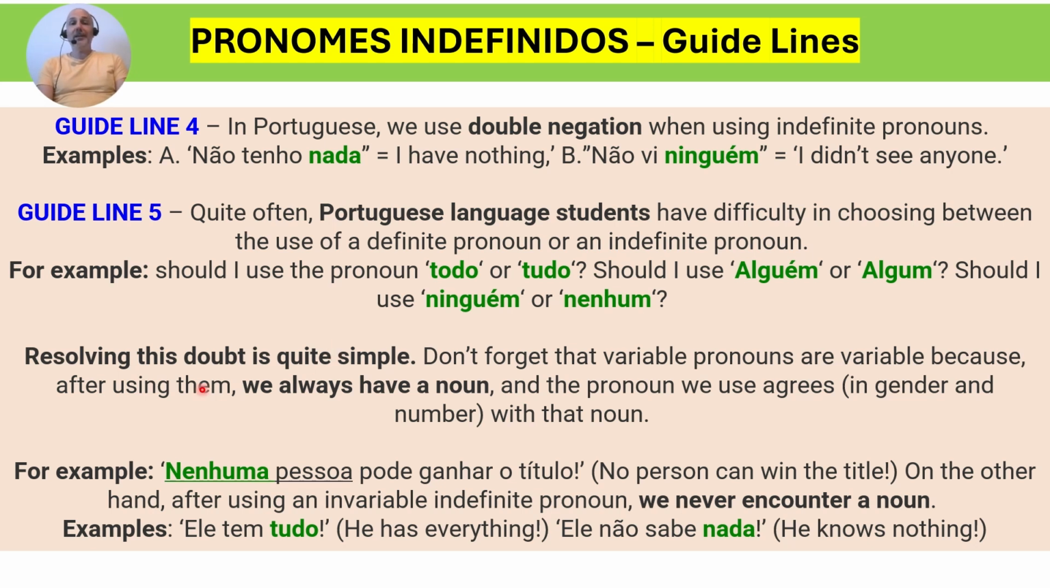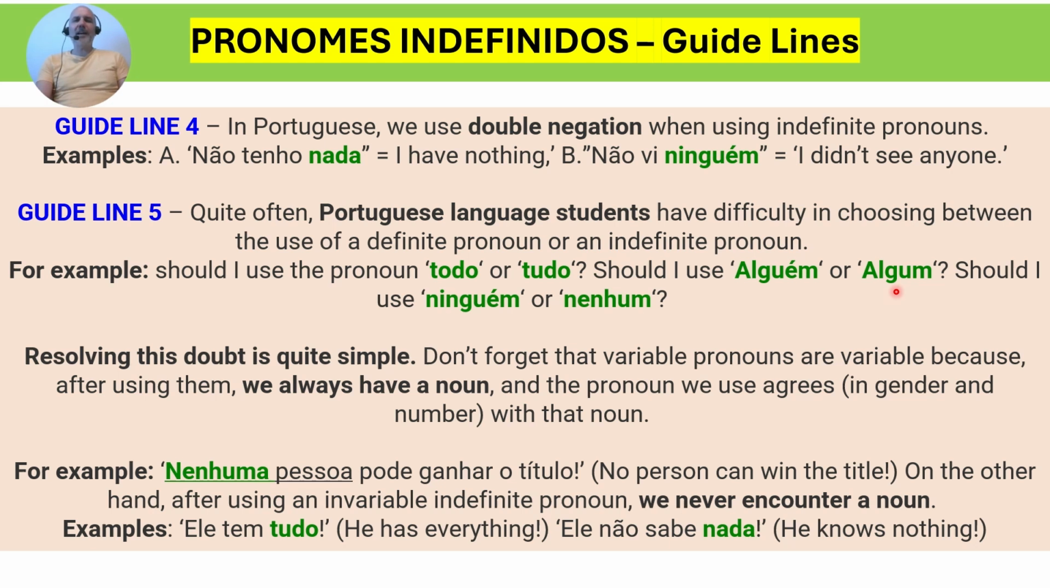I understand the question, I understand the problem, but it's very easy for you to solve this problem, okay? How do you solve this? Resolving this doubt is quite simple. Don't forget that variable pronouns are variable because after using them, we always have a noun, okay? So an example, alguém, it's an indefinite pronoun. I'll show you the table in a second. Algum, it's a variable pronoun. The reason why we use variable pronouns, they are variable because right after the pronoun, you have a noun, okay?